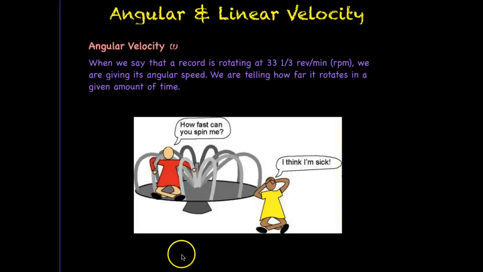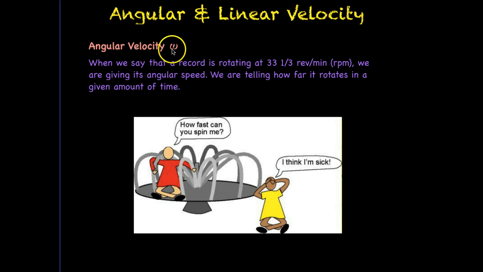Here's an example. This is a merry-go-round. And on here, there's a girl that says, "How fast can you spin me?" And then the other girl or boy says, "I think I'm 6." So how fast is this going? Well, what we're more interested in is how many revolutions per minute. The faster it's going, the more revolutions it's going to travel per minute. So that cartoon relates to our angular velocity.